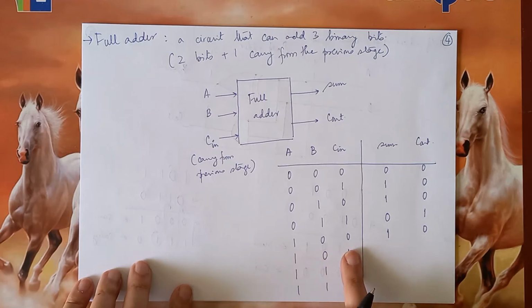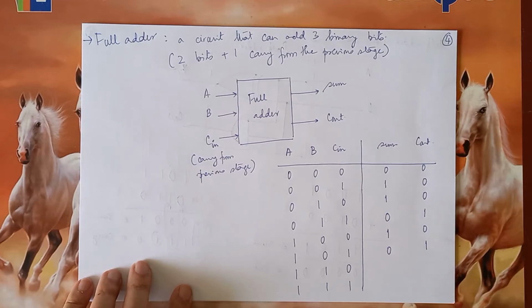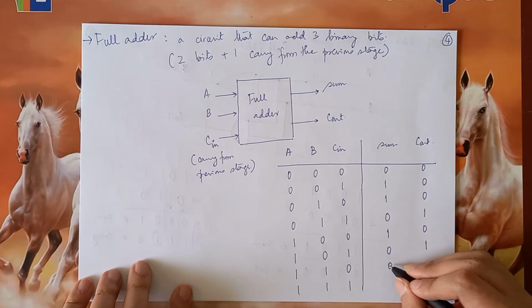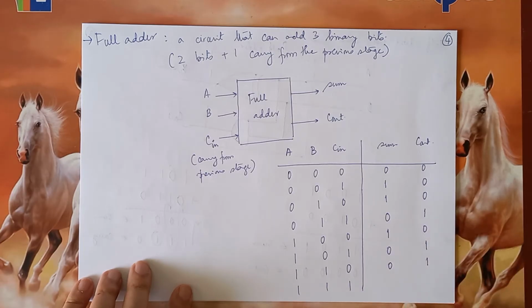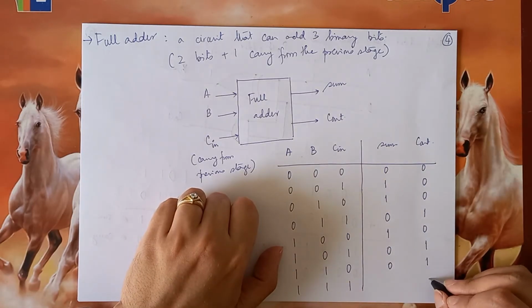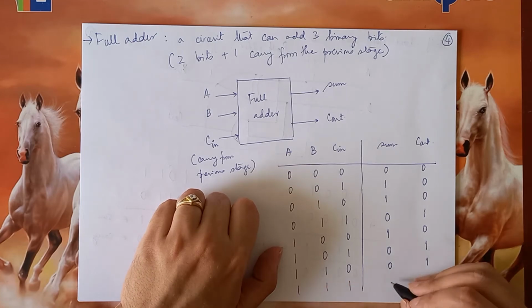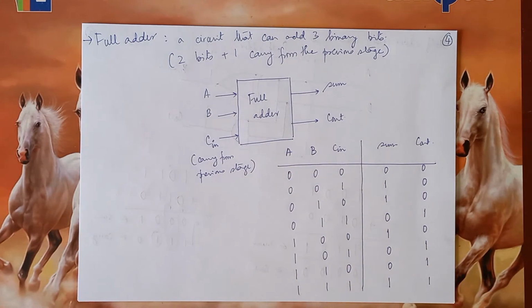1 plus 0 plus 1, it's like saying it is 1 plus 1, which means the sum is 0 and the carry is 1. Again, 1 plus 1 plus 0 is very similar to 1 plus 1, which means the sum is 0 and the carry is 1. And 1 plus 1 plus 1. Now comes the fun. 1 plus 1 means the sum becomes 0 and the carry is 1. So the carry 1 is there. But 1 plus 1, 0, that 0 is now added to 1, which means the sum becomes 1. This is what the truth table of a full adder looks like.